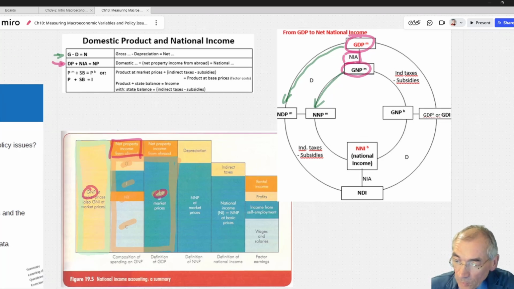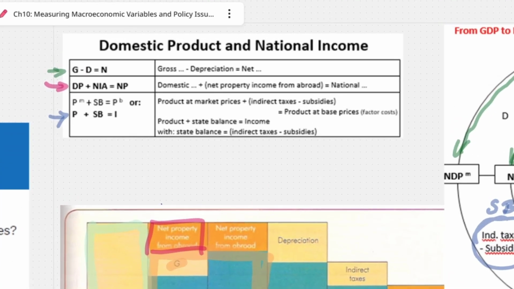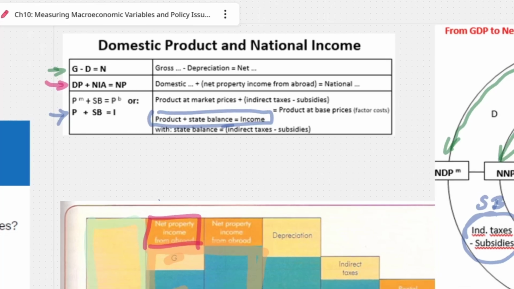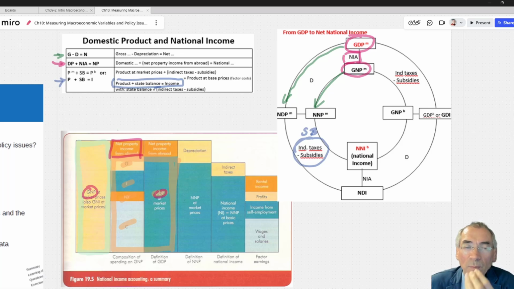The last way of computing here, the third row, is about the state balance, SB. We could abbreviate indirect taxes and subsidies. And we see the definition here: product plus state balance is an income. And this is a crucial distinction, because when we talk about GDP as a proxy for national income, we have to keep in mind that production, first of all, is the value of the goods and services.